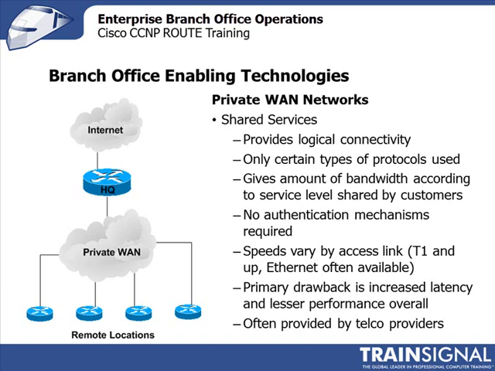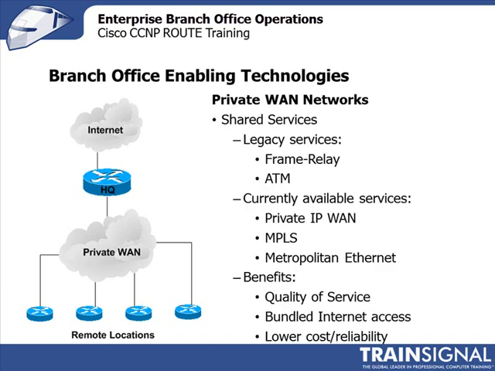So these are usually provided by some sort of telecommunications providers, AT&T, Verizon, and so forth. So just the types of services. First, obviously what I would call legacy services, frame relay and ATM, very much being phased out in favor of other things. The currently available circuits are private IP WANs where a section of the service provider's actual IP network is reserved for private connectivity, not internet connectivity.